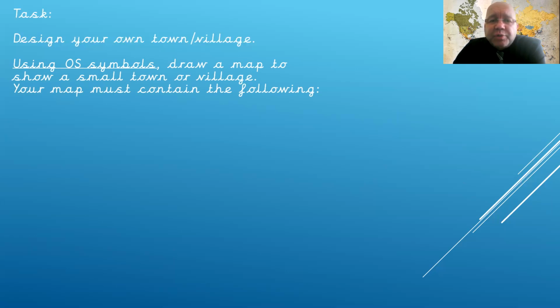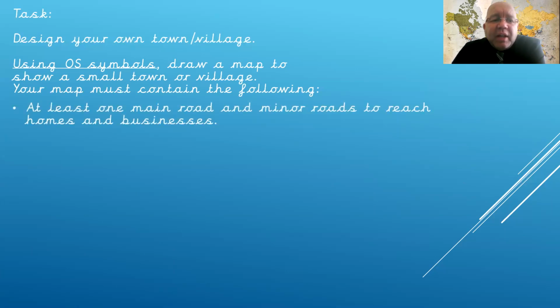Okay, so all of these features must be in there. Your town must have at least one main road and then enough minor roads to give access to houses and businesses and things. Okay, so you can't put a house in the middle of nowhere. It needs to have a linking road. So one main road at least, and then as many minor roads as you need to connect everything together.